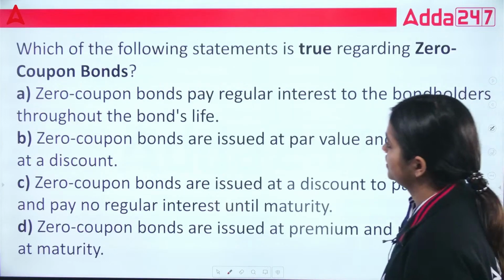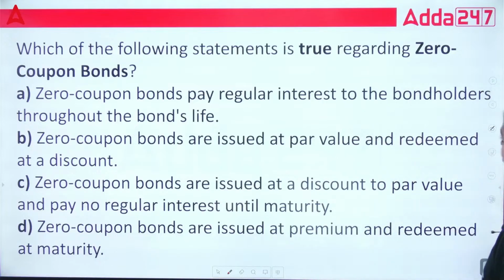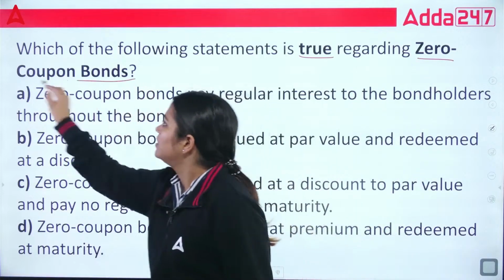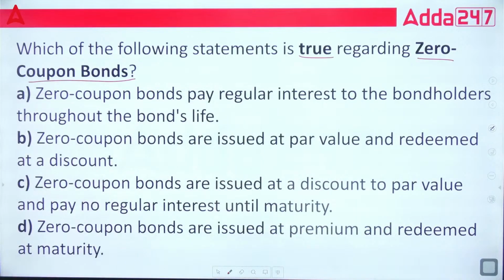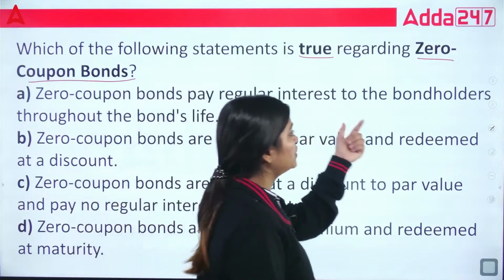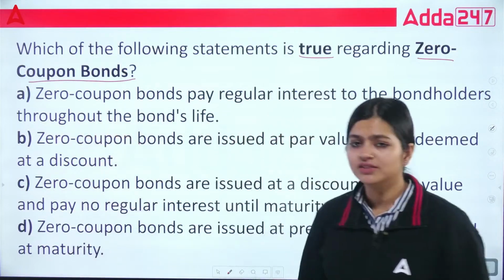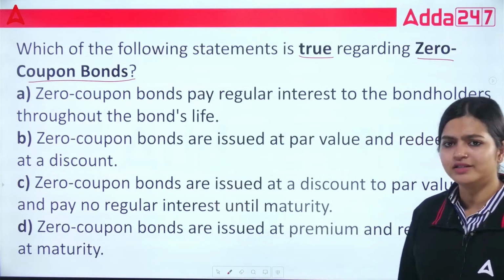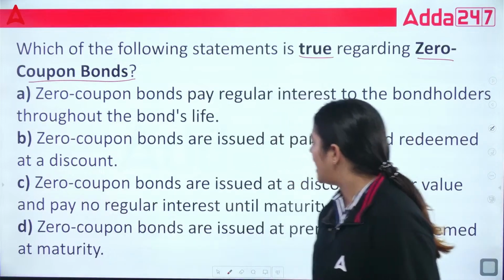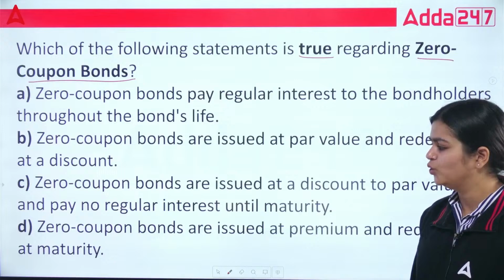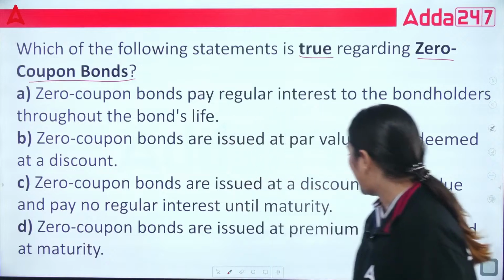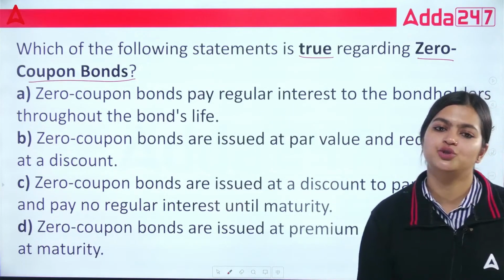Now, next question. Which of the following statements is true regarding zero coupon bonds? In this, they are asking about zero coupon bonds. Let's read the options. A. Zero coupon bonds pay regular interest to the bondholders throughout the bond's life. B. Zero coupon bonds are issued at par value and redeemed at a discount. C. Zero coupon bonds are issued at a discount to par value and pay no regular interest until maturity. Or D. Zero coupon bonds are issued at a premium and redeemed at maturity.